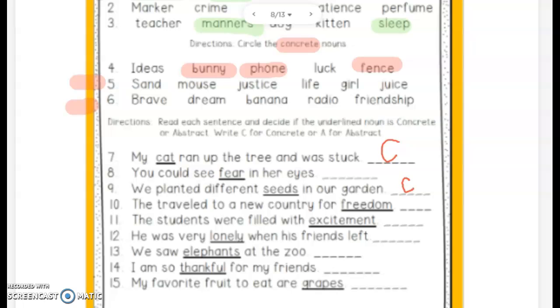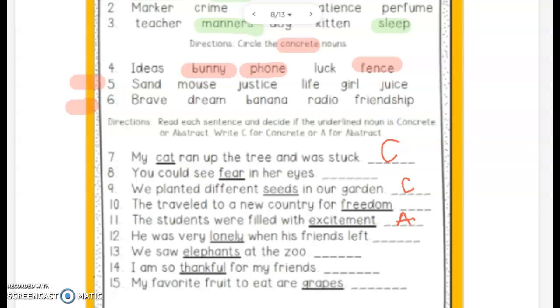Number 11, the students were filled with excitement. Can I feel excitement? I can feel it in my heart, but can I feel it with my hands? Can I taste it? Can I see it? No, so that is an abstract noun, capital A.